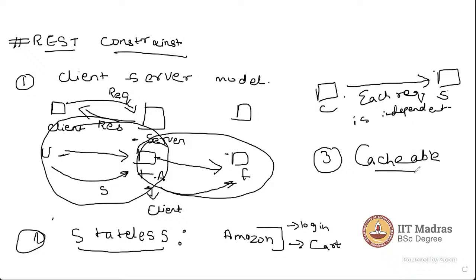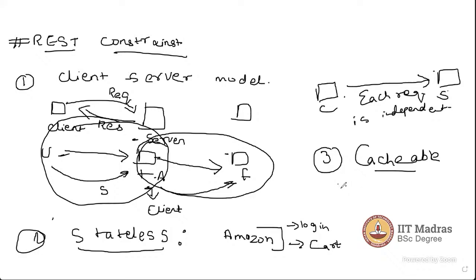This is the third constant. Okay, so if you talk about cacheable, response messages from the server to the client can be cached or non-cacheable. Can be cached or cannot be cached. This way, responses can be cached by the client if the information of the server has not changed.